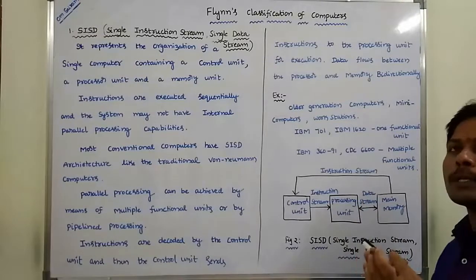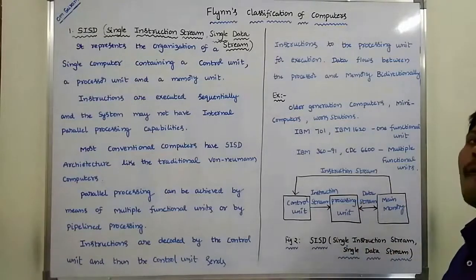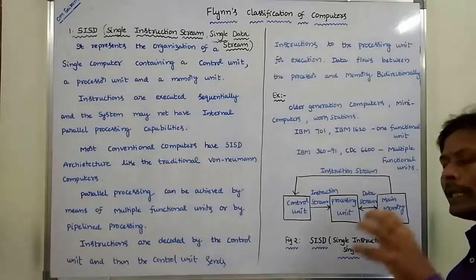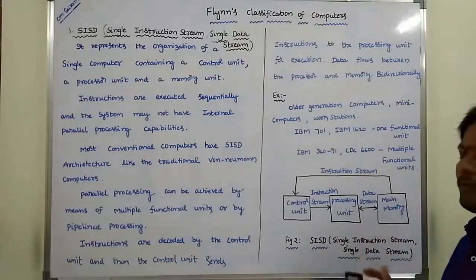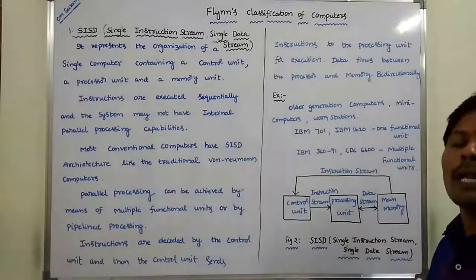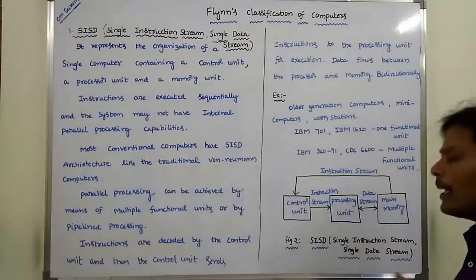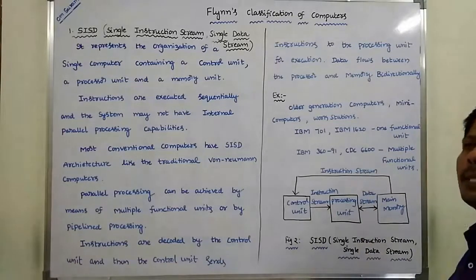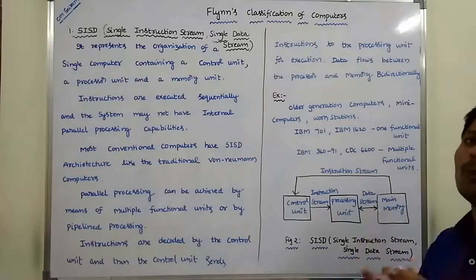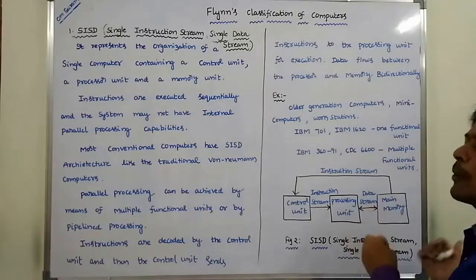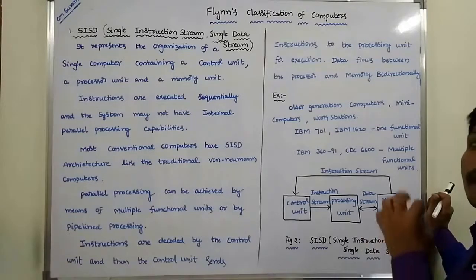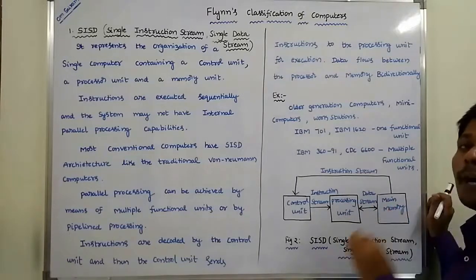In case parallel processing capability is required, it can be achieved by means of multiple functional units, that means multiple ALUs, and also pipelined processing. Suppose we require parallel processing capability through an SISD computer, we may require multiple functional units, that means multiple ALUs, or pipelined processing. By using these two concepts, we achieve parallel processing capability in an SISD computer. Generally in an SISD computer, instructions are executed sequentially, one after the other.